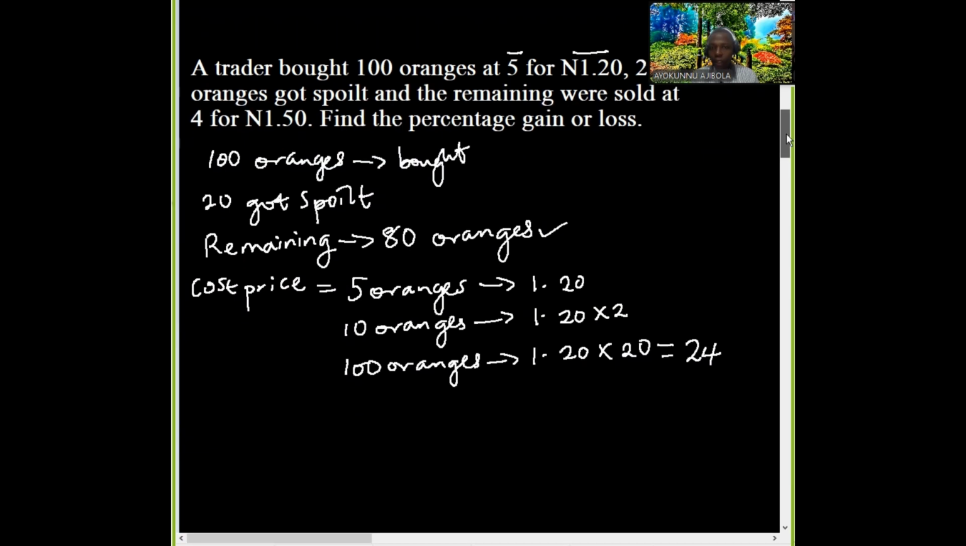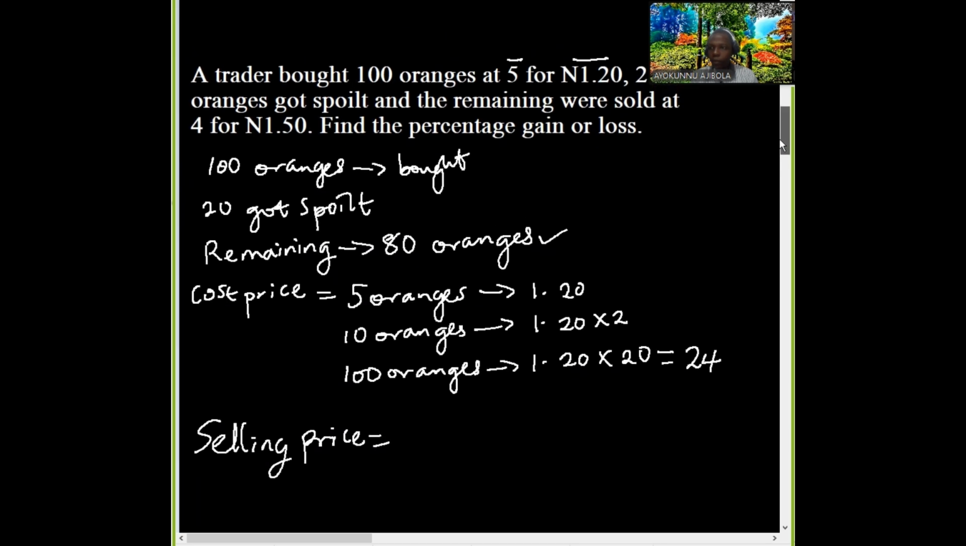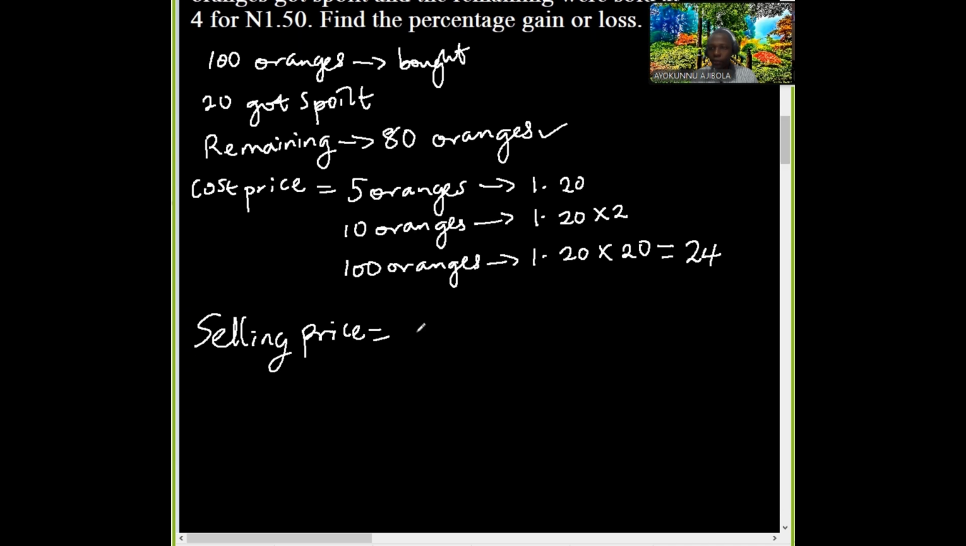Let us now work out the selling price, okay? Selling price. Now, 4 oranges were sold for 1 naira 50 kobo, 150. Then 8 oranges would be what?